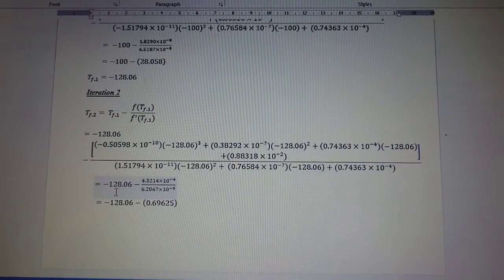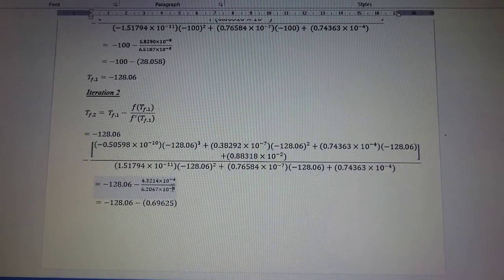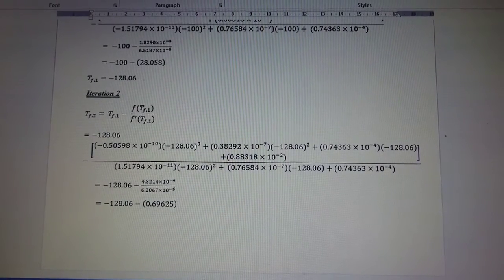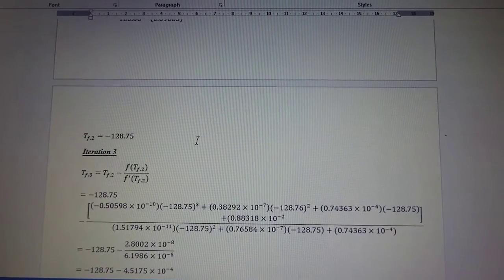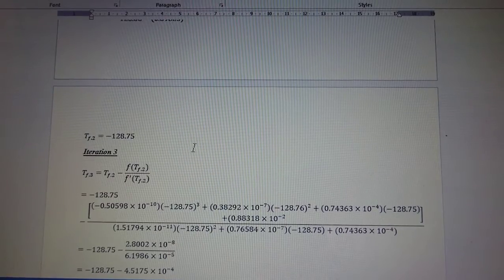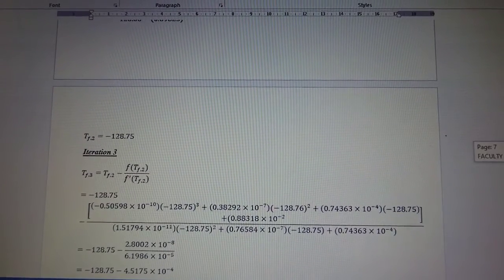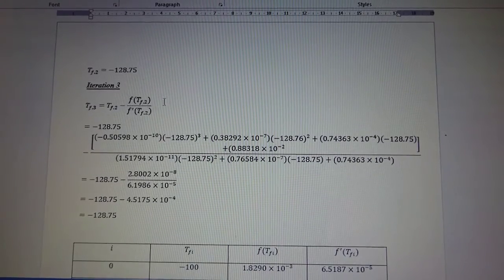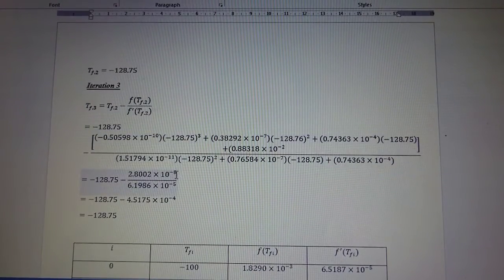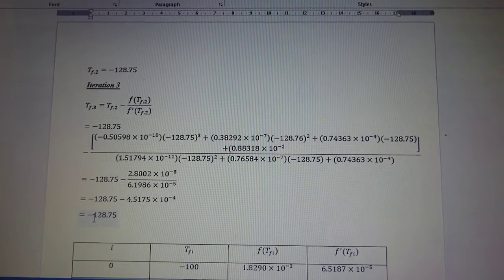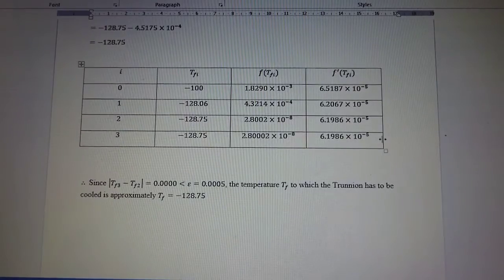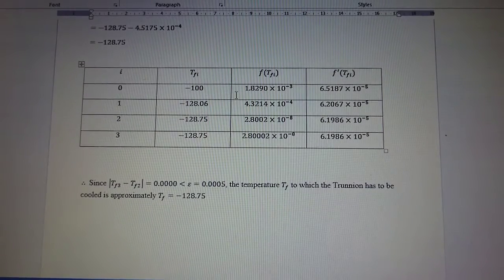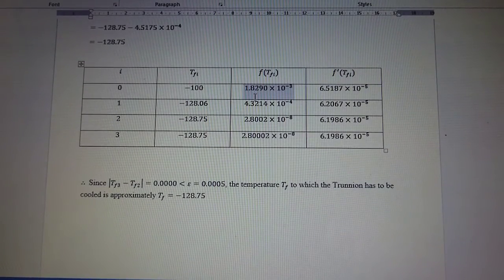So after we minus it, we get the new TF2, which is negative 128.75. Same result. If we search the iteration tree, we get the same answer, which is negative 128.75.